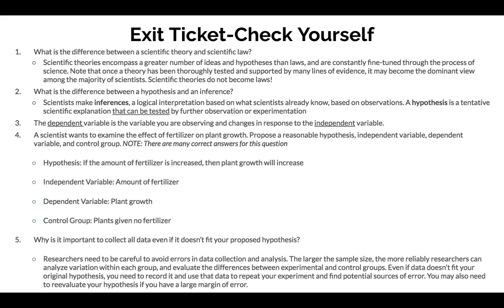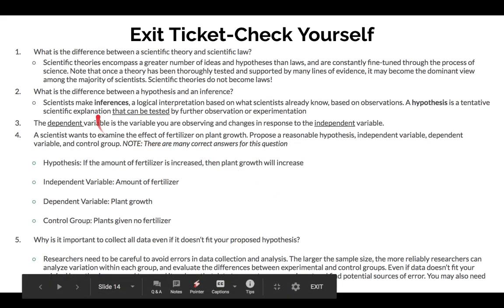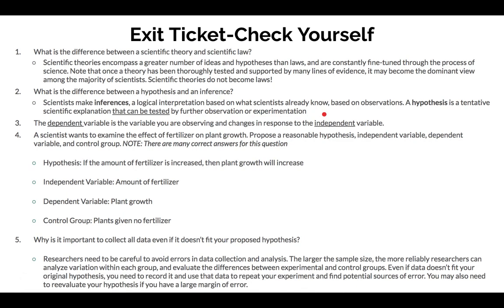What's the difference between a hypothesis and an inference? This is number 2. Scientists make inferences, which is a logical interpretation based on what scientists already know. A hypothesis, again, can be tested by further observation or experimentation. Number 3, the dependent variable is the variable you are observing and changes in response to the independent variable.